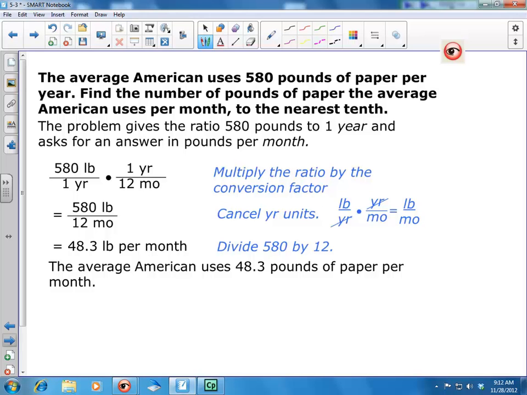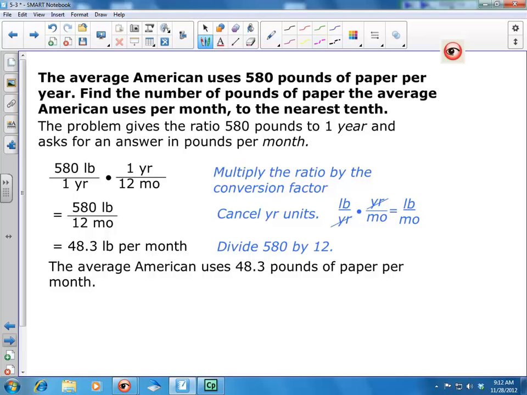All right, let's take a look at our next one. It says the average American uses 580 pounds of paper per year. Find the number of pounds of paper the average American uses per month to the nearest 10. Okay? Now on this one, let's go through it and I'll figure out if you need to write any of this down or just pay attention. Okay? It says the problem gives you a ratio of 580 pounds to 1 year and asks for an answer in pounds per month.